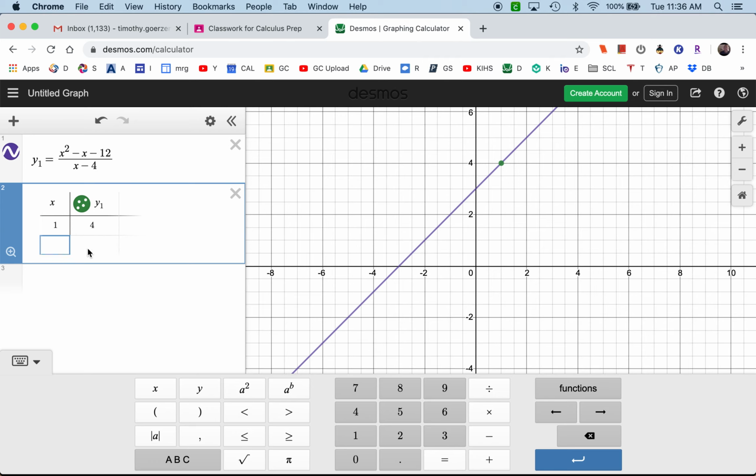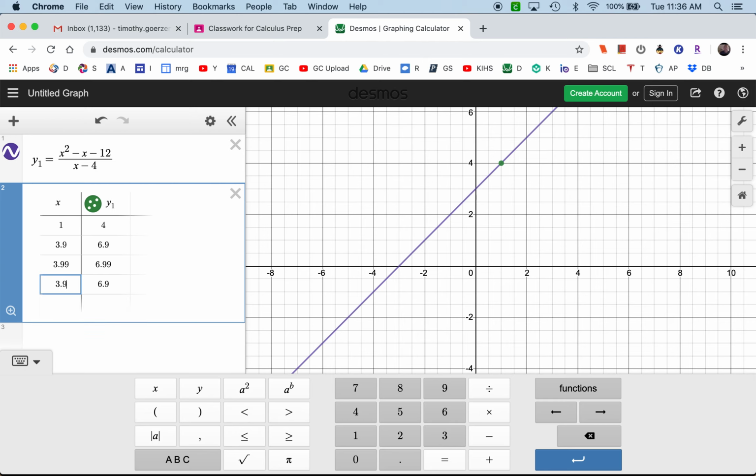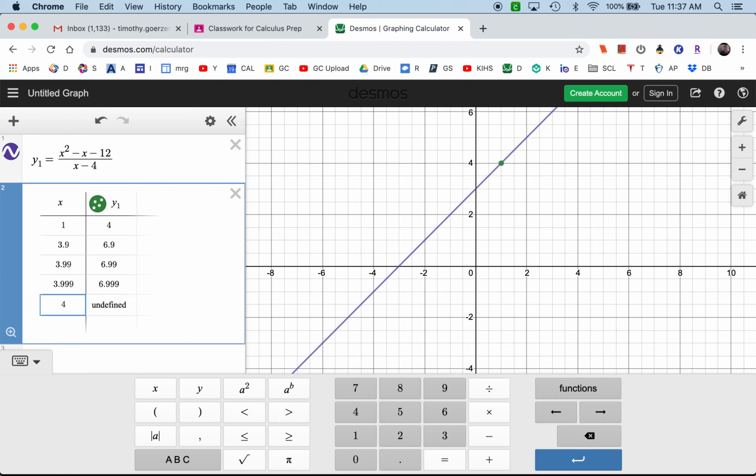So if I plug in 1, I get 4. Now, what am I looking for? As x approaches 4. So what's a number super close to 4? Like 3.9? What would it give me? How about 3.99? What would it give me? How about 3.999? And is the answer on the right getting closer and closer to an actual number? Certainly looks that way. Now, if I just plug in 4, what's going to happen? Undefined. So I don't know what the value is at 4.